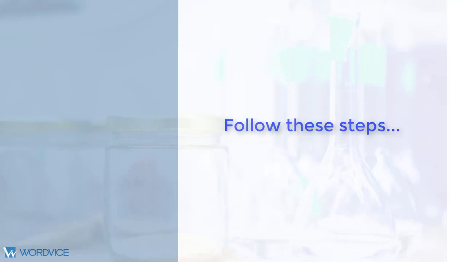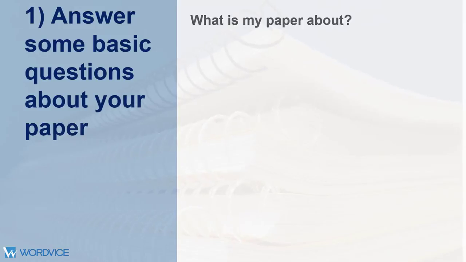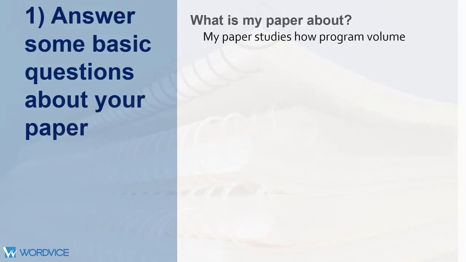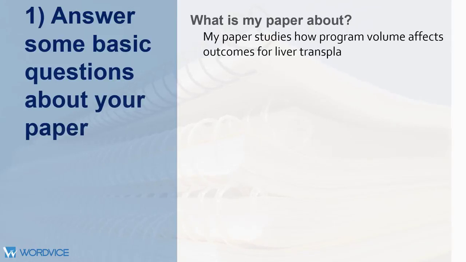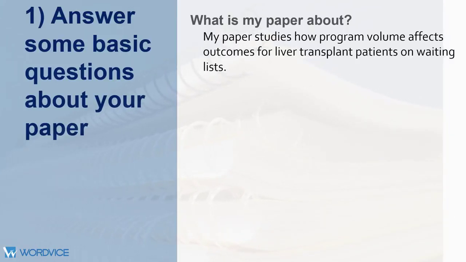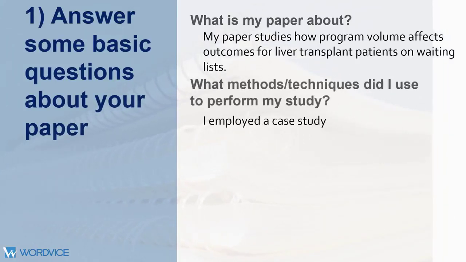Follow these steps to create a perfect title for your paper. First, ask yourself some questions about what your paper seeks to answer and what it accomplishes. What is my paper about? My paper studies how program volume affects outcomes for liver transplant patients on waiting lists. What methods or techniques did I use to perform my study? I employed a case study.